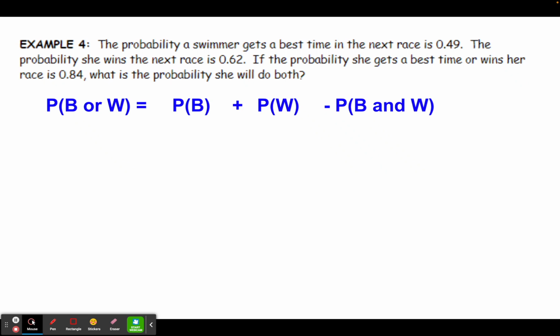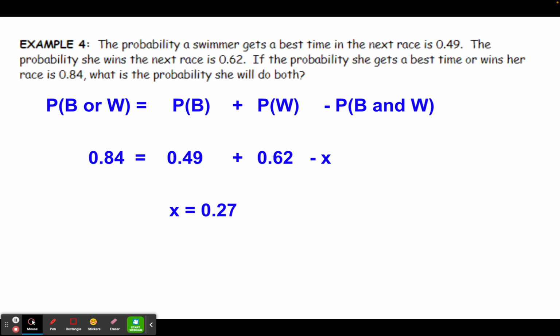The probability that she gets a best time or wins the race is 0.84. The probability she gets a best time is 0.49. And the probability she wins is 0.62. The overlapping part, the and, is missing, so I'll put minus x. And we'll just use a little bit of algebra to solve that, and we get x is 0.27.